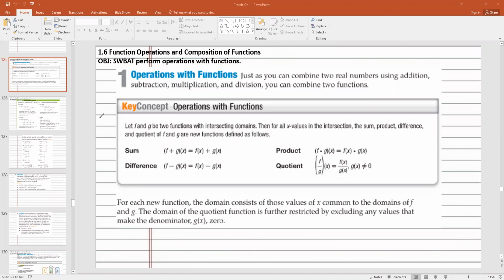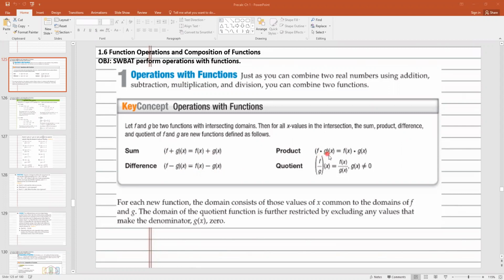So the same way that you can combine different operations, like adding, subtracting, multiplying, dividing, you can also combine two different functions. All right, so we can either add them. When you add them, you are just adding the two functions, and that's what it would look like. Right here, f plus g of x equals f of x plus g of x. And if you see f minus g of x, that's the same as f of x minus g of x.